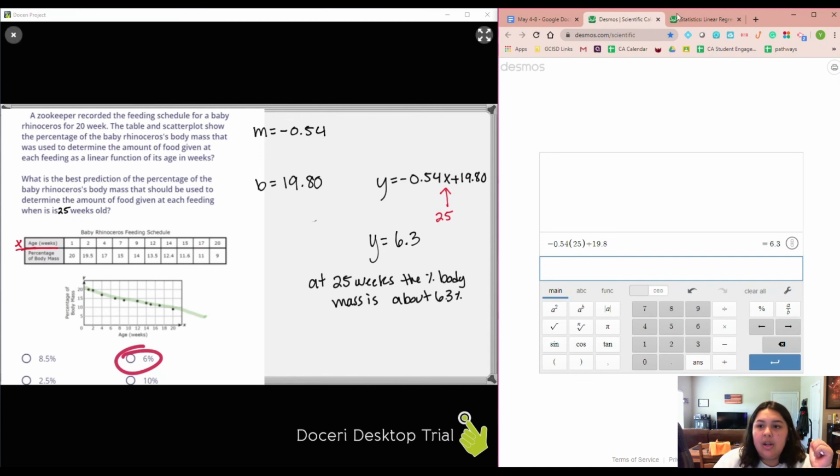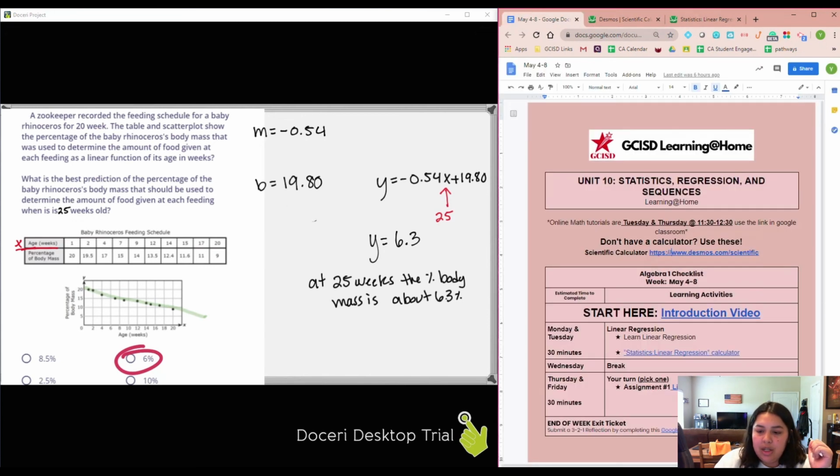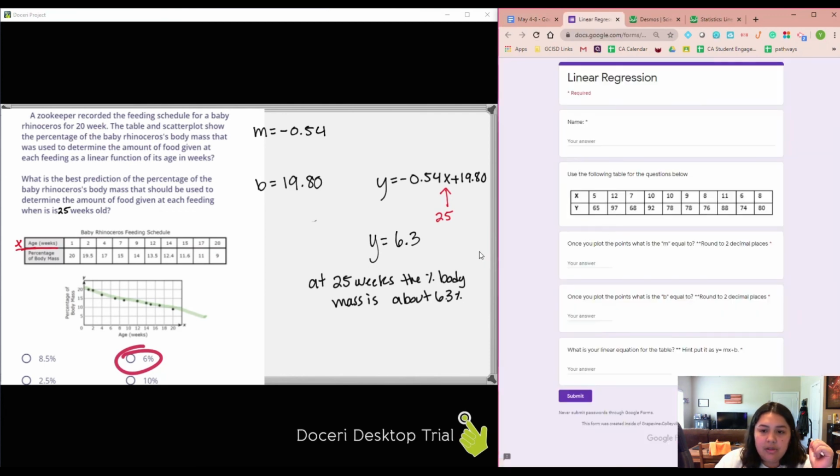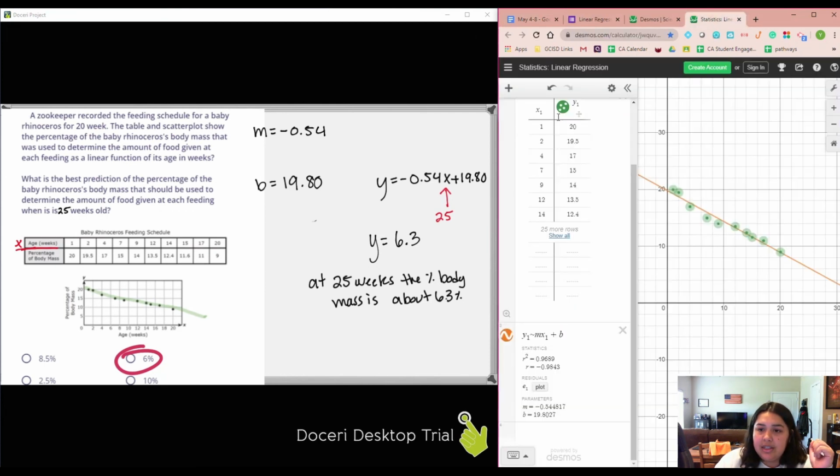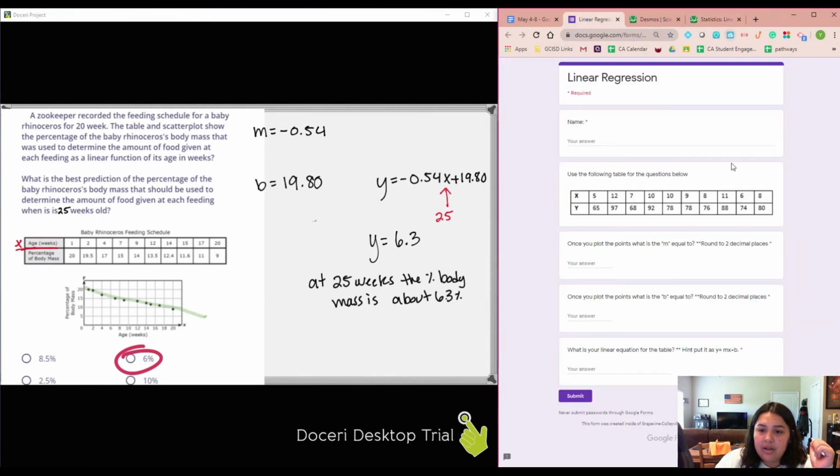Okay. Right. So remember, on your checklist, you have one linear regression question. It's a Google form. Remember, use the statistics linear regression calculator, and then find your m, your b, and then you're going to put it together as y equals mx plus b right here.